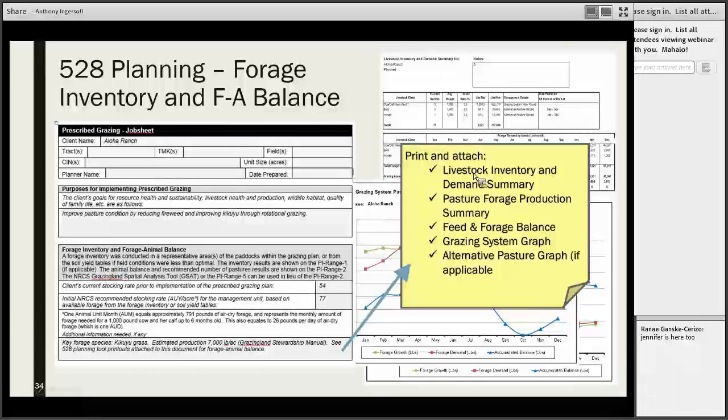And so these are all the forms that I would recommend you print, because it's really the information that you would need in order to fully understand the forage animal balance. If you only printed the graph, like I said, you would be missing a lot of information. But if you print each of these sheets, then you would be able to put those all together and it would be comprehensive. Okay?